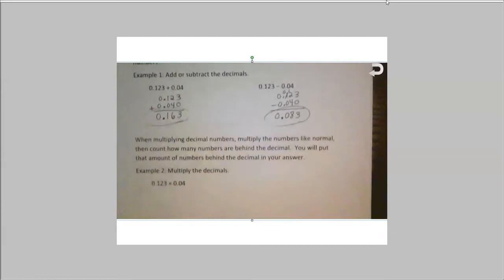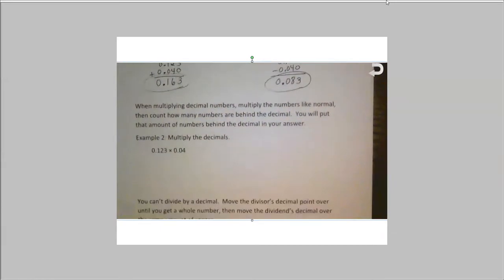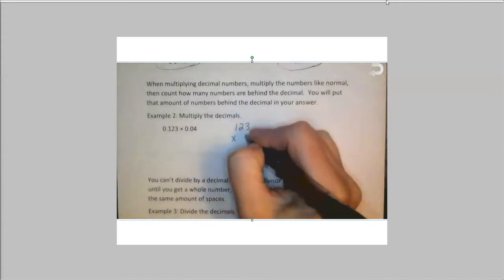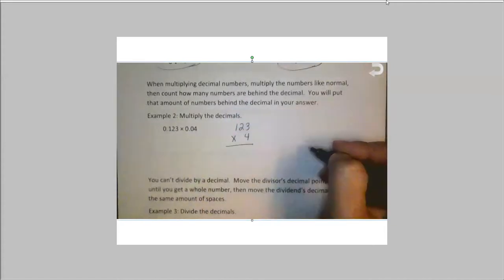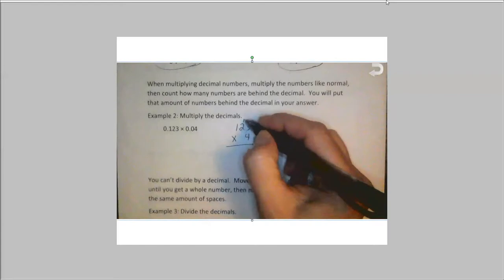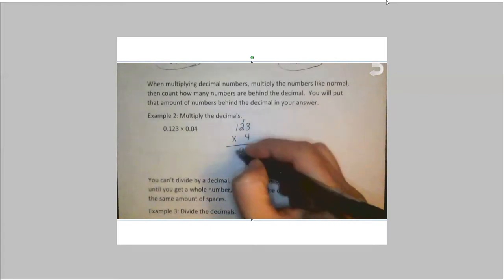When you're multiplying decimal numbers, now you're going to multiply the numbers like you normally would, and then count how many numbers are behind the decimal. You will put that amount of numbers behind the decimal in your answer. So don't be confused by those decimal places. You could multiply this just as if it was 123 times 4. That would be 12. 4 times 2 is 8, plus 1 is 9, and 4 times 1 is 4.